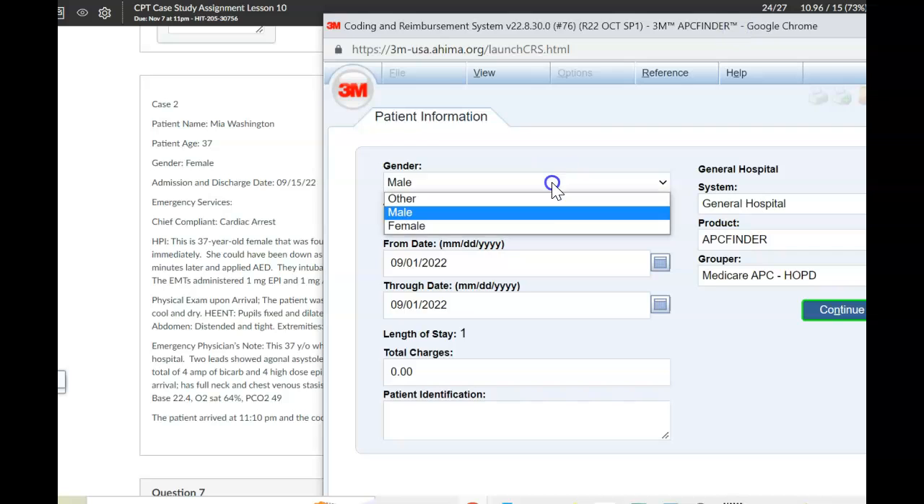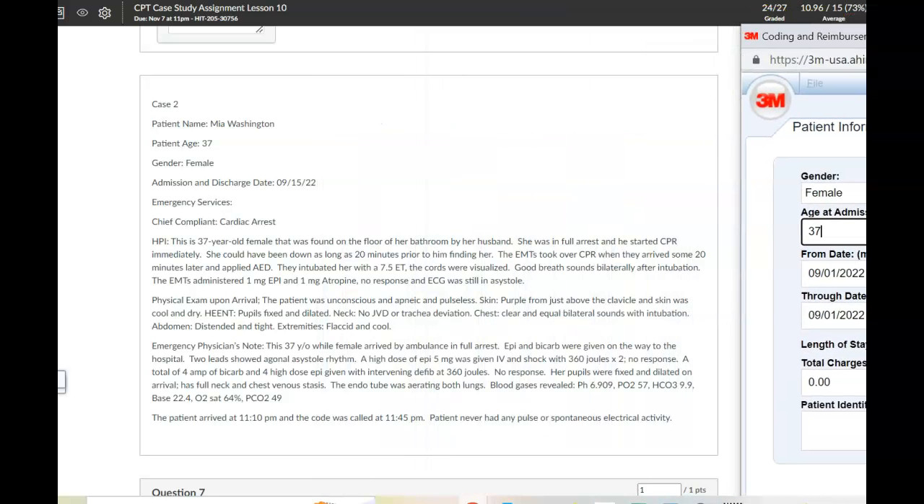Okay, question 2. Okay, so then you just go to next patient, but we have a female, age 37, admit and discharge the same day. Okay, with Mia, one thing to remember, she came in, I should say she was found on the bathroom floor by her husband. She was in full arrest. They did CPR. She was down 20 minutes. So the EMTs came, they took over. They found the patient here, the physical exam upon arrival. She was unconscious. She did not have a pulse.